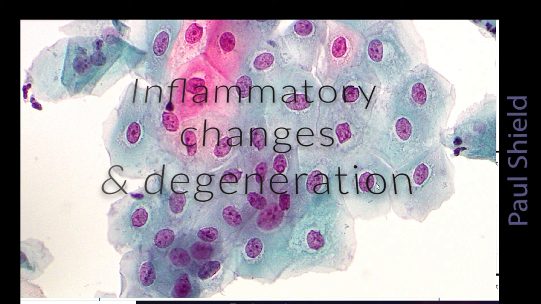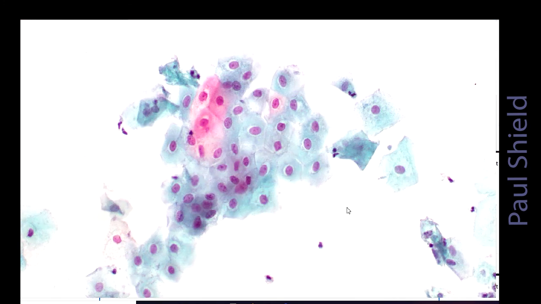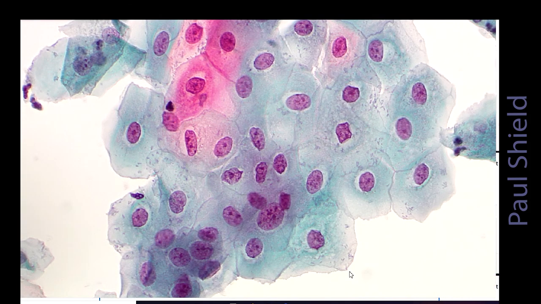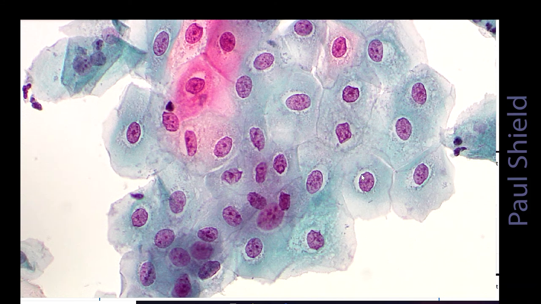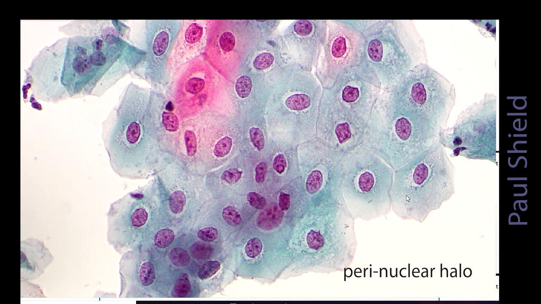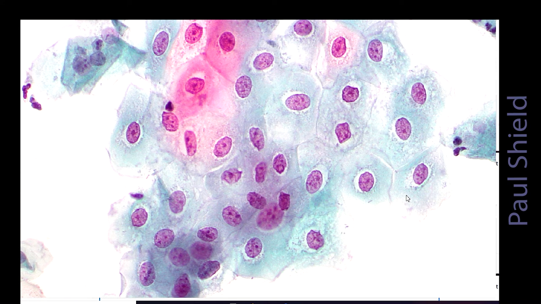Acute changes and degenerative changes that we see in PAPs. These are seen probably in almost every cervical sample to some degree, but they're particularly common when there's a pathogen present or some sort of organism. Notice down here, each of these cells has a little white halo around the nucleus. We call that a perinuclear halo, and it's a vacuolation where the cytoplasm's contracted away from the nucleus, and that is a classic inflammatory or degenerative type change that you see in squamous cells.